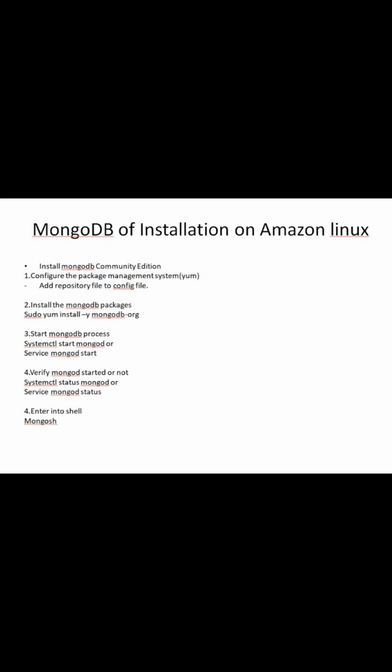First we need to configure the package management console using the yum command. Next, add the repository file. You will get the repository file on the MongoDB official website. Once the repository file is added, next you need to install the MongoDB package using the command sudo yum install -y mongodb-org. This command is used to install the MongoDB package.